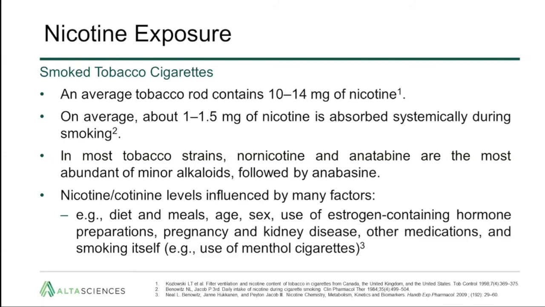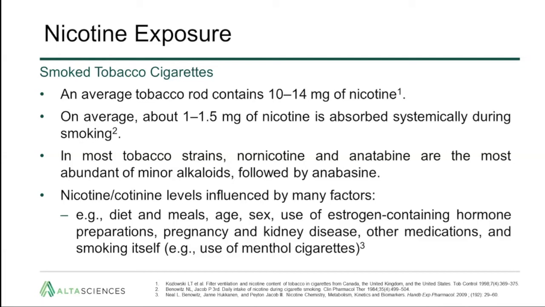For nicotine exposure, just to give you a frame of reference of how much nicotine is contained, an average tobacco rod contains between 10 and 14 milligrams of nicotine, and on average, about 1 to 1.5 of that is absorbed systemically during smoking. So it's a small fraction of what's actually contained. In most tobacco strains, nornicotine and N-ethtabine are the most abundant of the minor alkaloids, followed by anabasine.